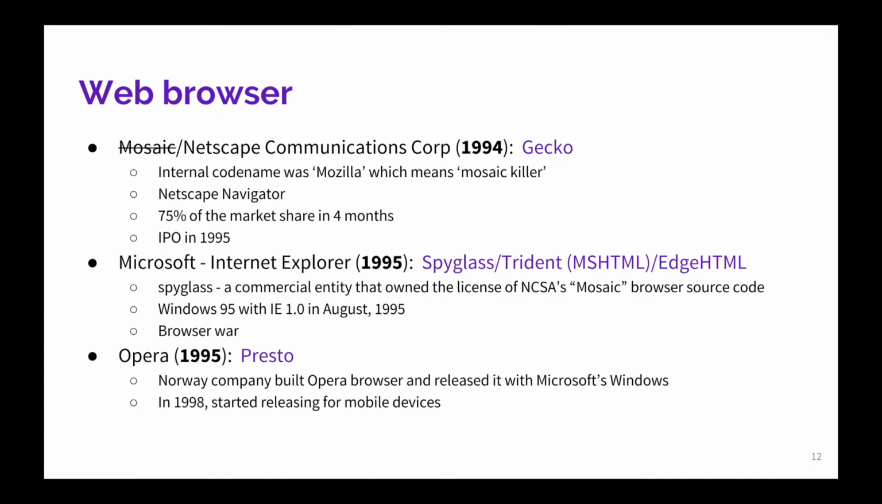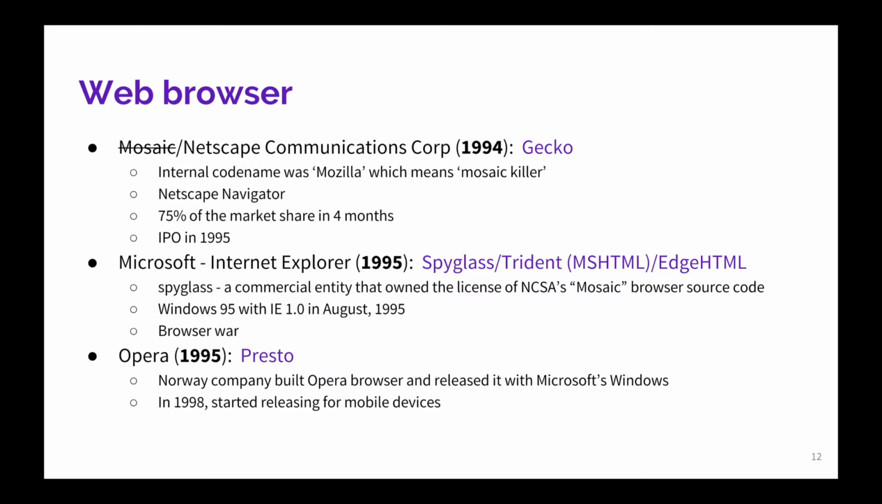So what happened? Marc Andreessen came out of NCSA, and he started his own company called Netscape Communications Corporation in 1994. It used to be called Mosaic Communications Corp. I'm not sure, maybe there was some rights issue. That's why they changed the name to Netscape.